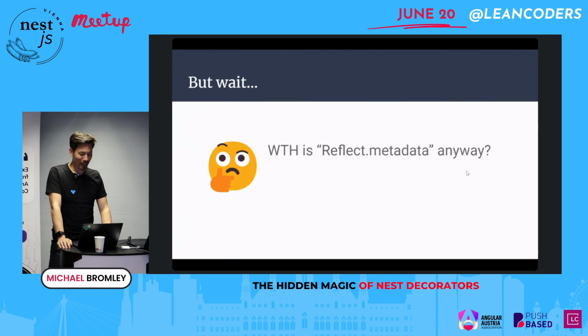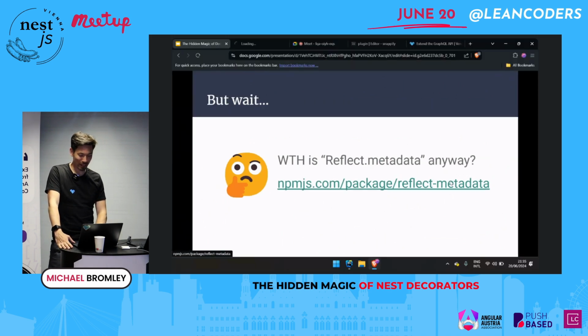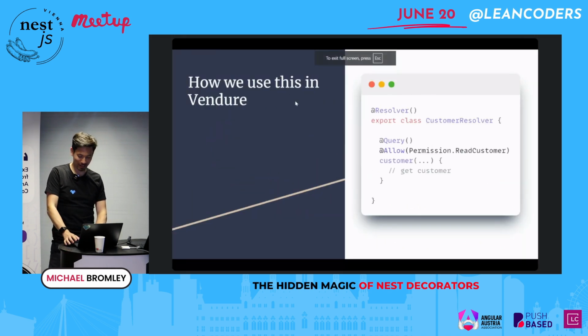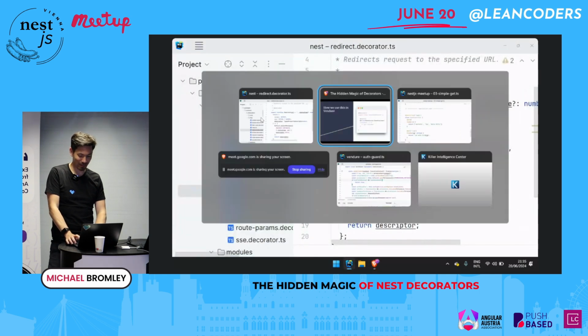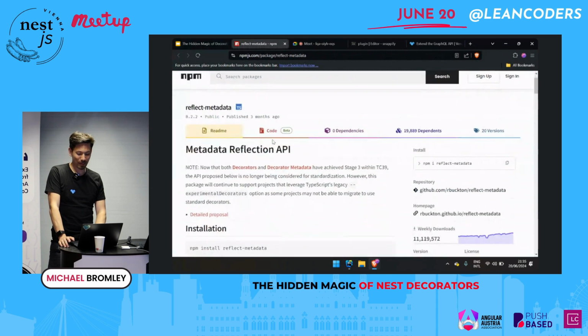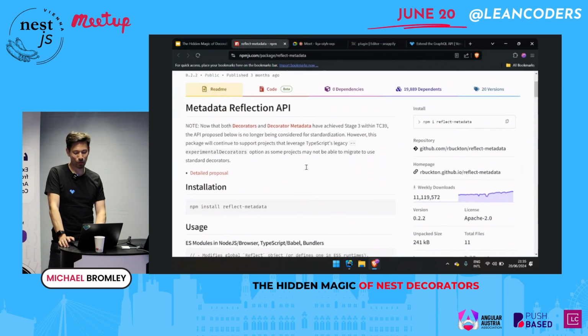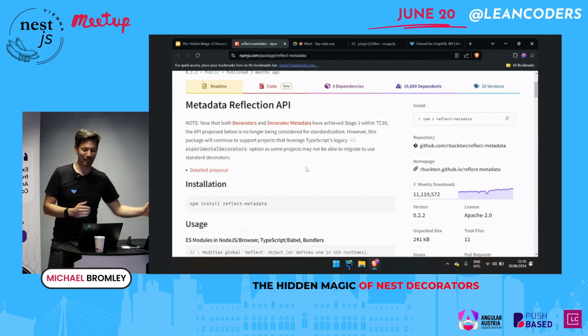All right, but wait, what the hell is this reflect metadata anyway? So it actually comes from this package, reflect-metadata. Oh God, where's my browser gone? That's not the browser. There. This is a polyfill which polyfills a standard which will never exist. A bit like the experimental decorators, it's one of those things that didn't really make it to stage 3. And it just exists because of TypeScript, basically.